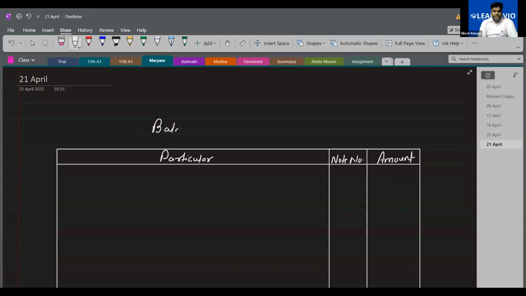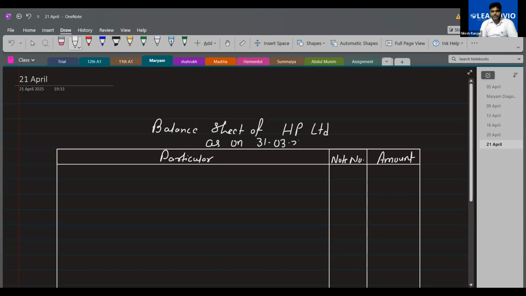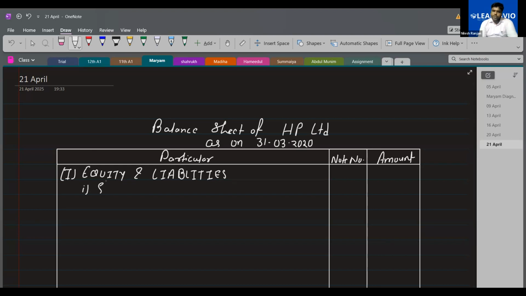So this is our balance sheet. HP Limited, as on 31st March 2000. Now the first heading is equity and liabilities.